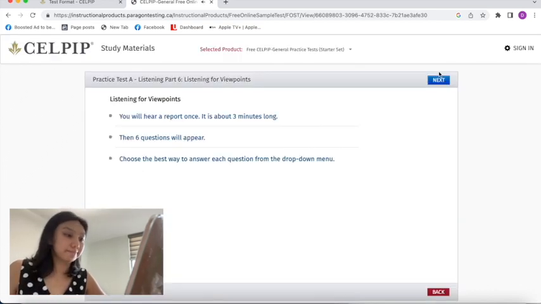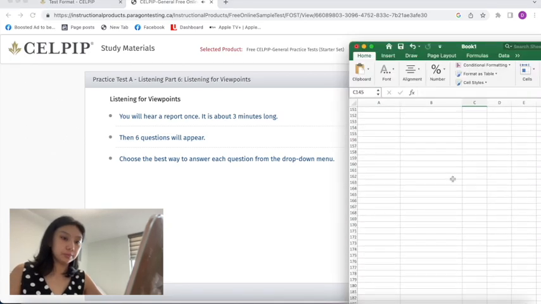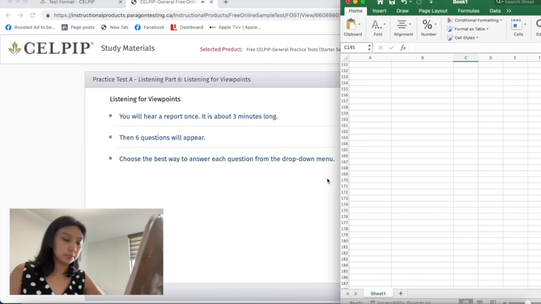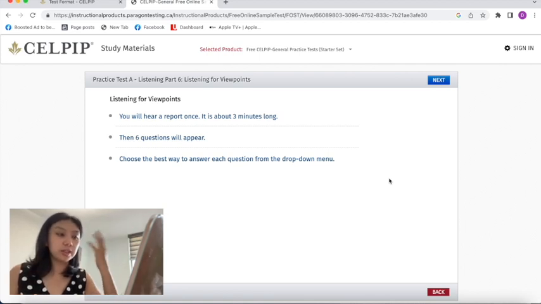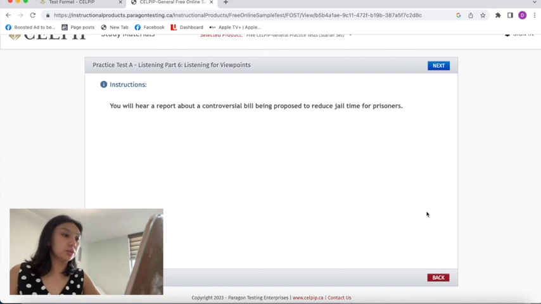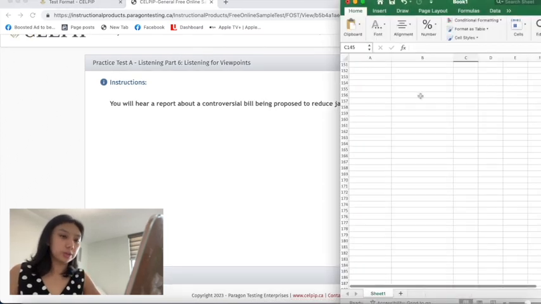Listening for viewpoints. You will hear a report once. It is about 3 minutes long. Then 6 questions will appear. Choose the best way to answer each question from the drop-down menu. So here, if I'm not mistaken, the format will change again. You have to listen to the conversation or the report, and then 6 questions will appear, so you'll see it. Here, again, there's an intro, so I will put that in.